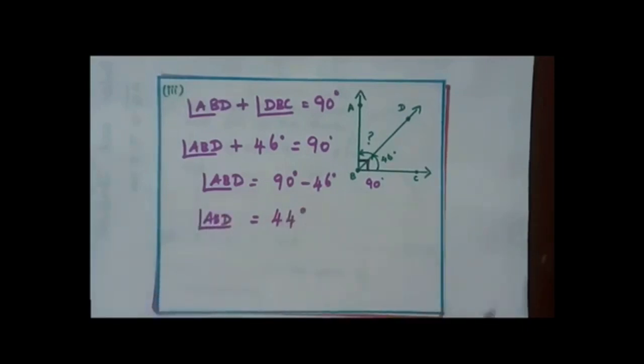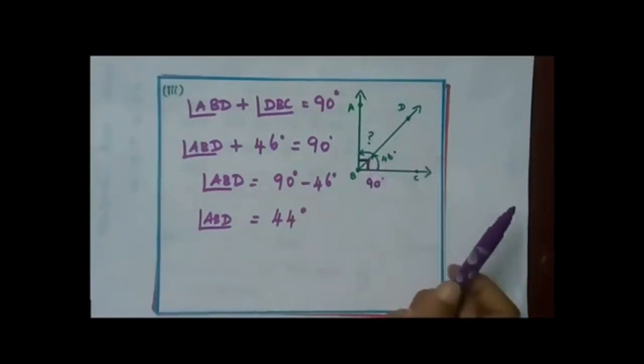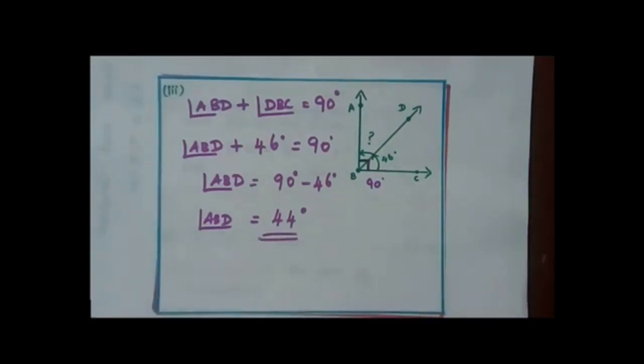Is it clear? If one angle is given, you have to subtract the angle. If it is complementary, subtract it from 90 degree. If it is supplementary, subtract the given angle from 180 degree. So here the answer is 44 degree.